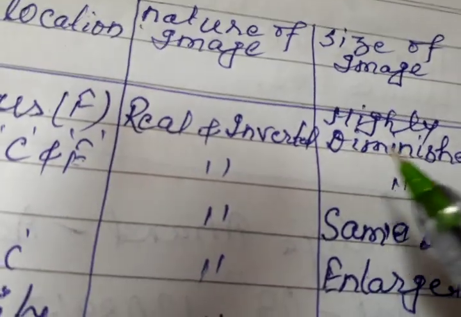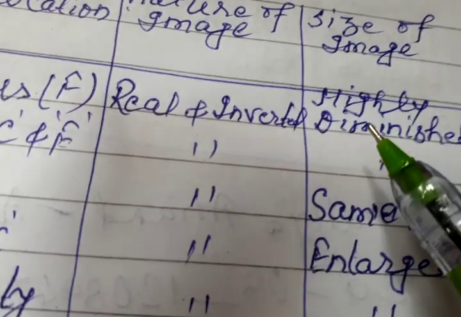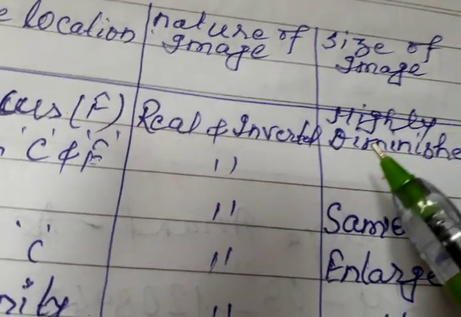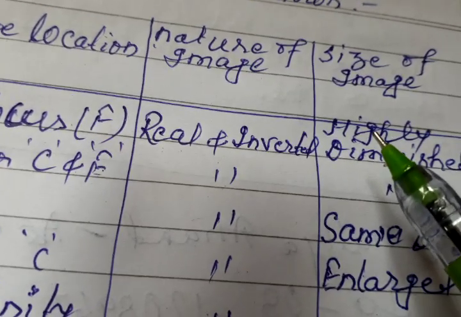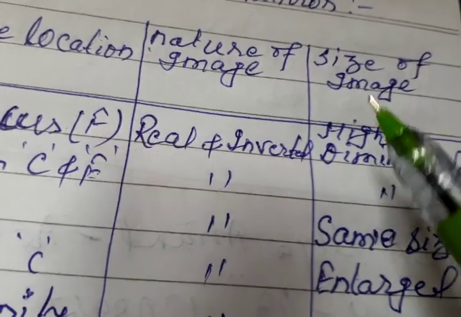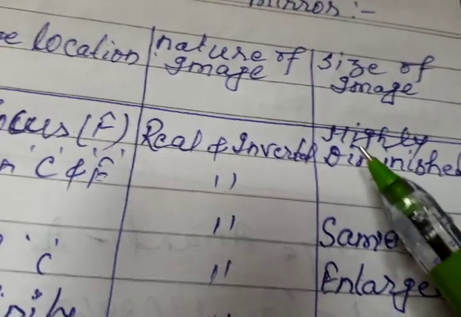Diminished means very small. Highly diminished means very, very small. This is the size of the image. Size can be diminished, size can be enlarged, size can be the same size. So there are 3 types of size of the image. So it is highly diminished in the first condition.